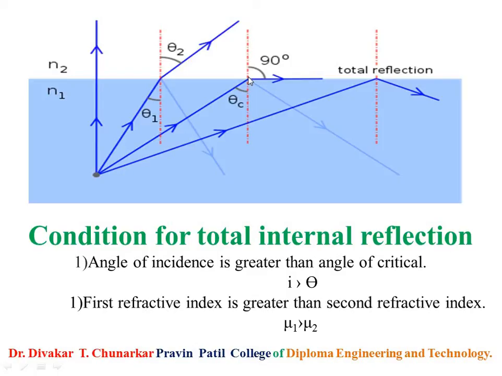For these rays, both reflection and refraction take place at the interface. And for this ray B, the angle of refraction is 90 degrees, which means that the refracted ray runs along the interface.